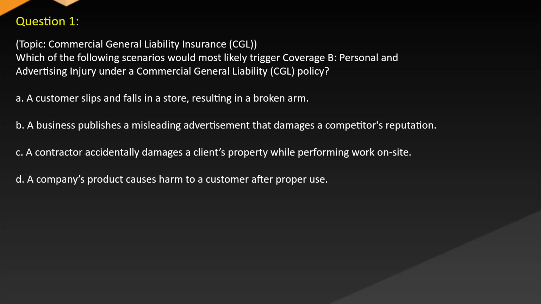Question 1. Topic: Commercial General Liability Insurance (CGL). Which of the following scenarios would most likely trigger coverage B, personal and advertising injury, under a commercial general liability (CGL) policy?